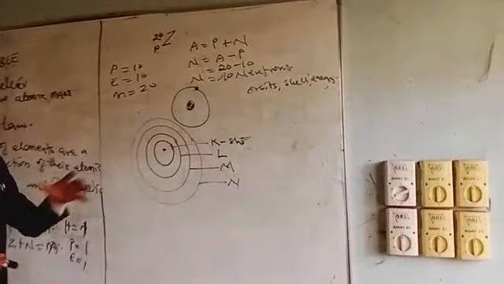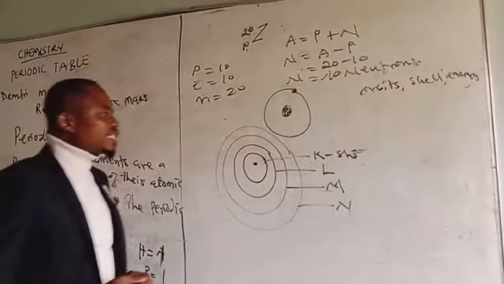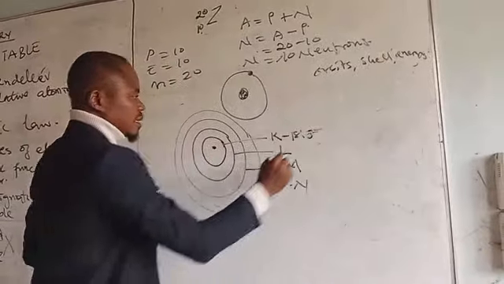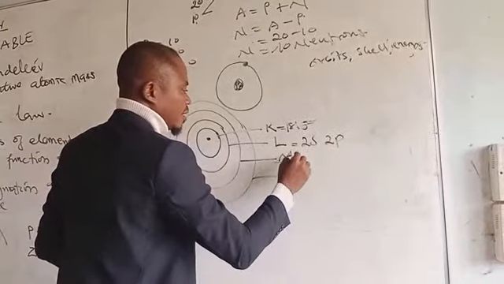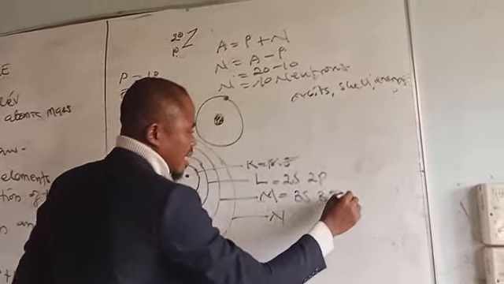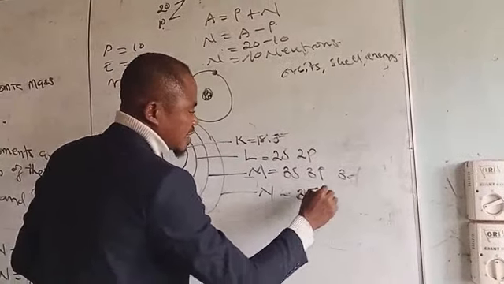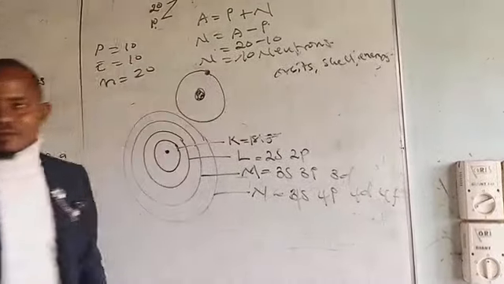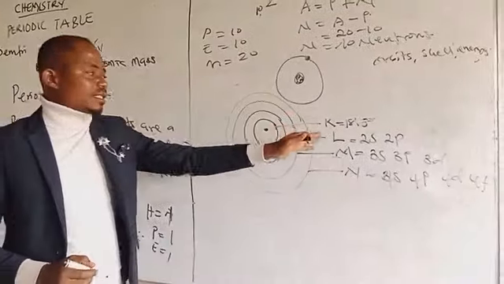Now, going by your SPDF sublevels, the K shell will carry the 1s orbital. The L shell carries the 2s and the 2p. The M shell, 3s, 3p, and 3d. And the N shell, 4s, 4p, 4d, and 4f. So this is how these things come about.